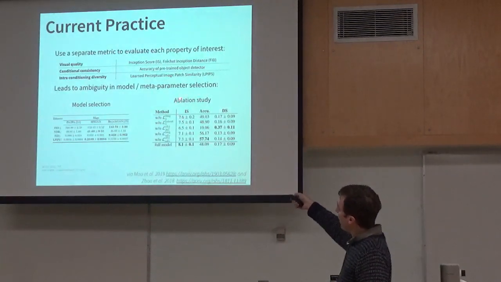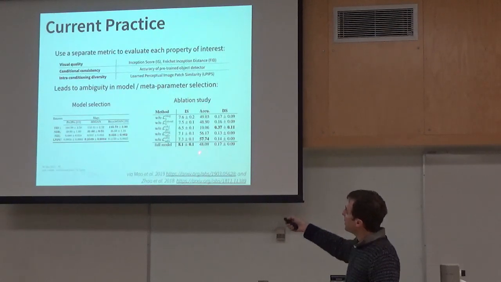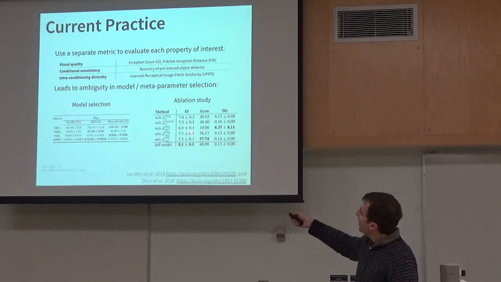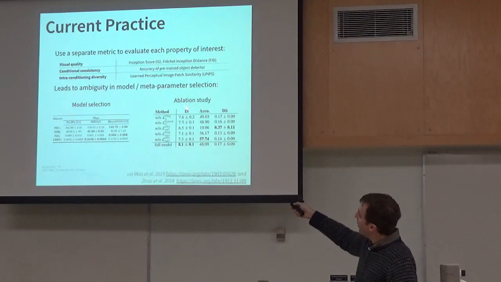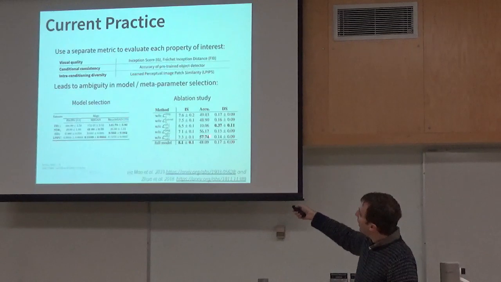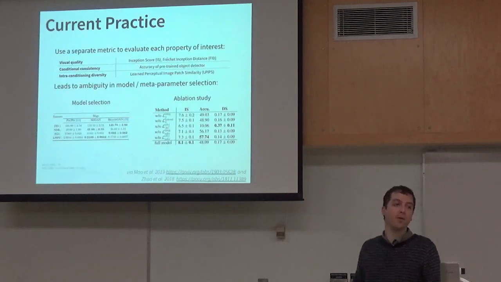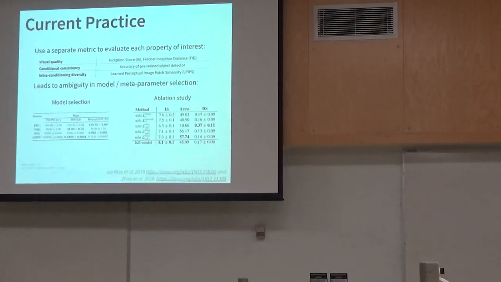Also, when you're doing ablation studies like the one we did, you're looking at variants of your model. In this case, taken from another paper, you're using inception score, and the full model is best on inception score, but one of the ablated models is doing better on conditional consistency, and the other one is doing better on diversity, for example. So it's hard to choose the best model.